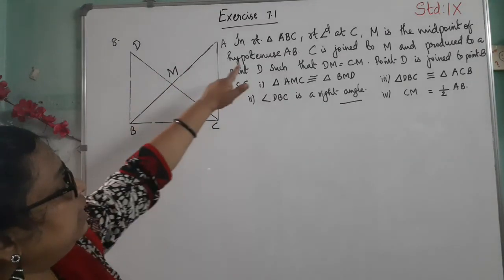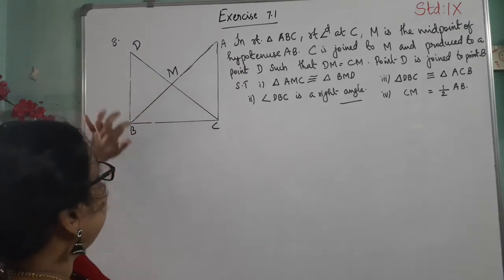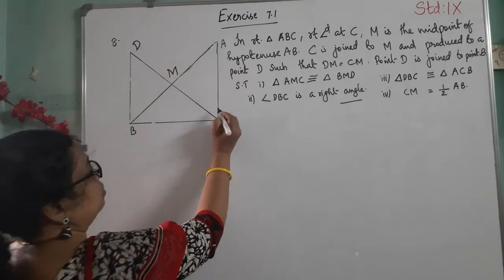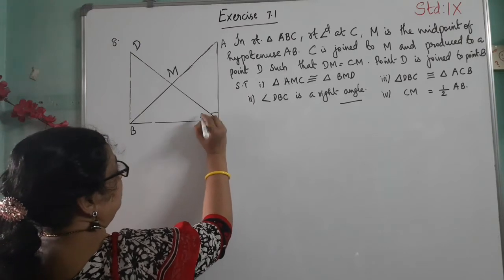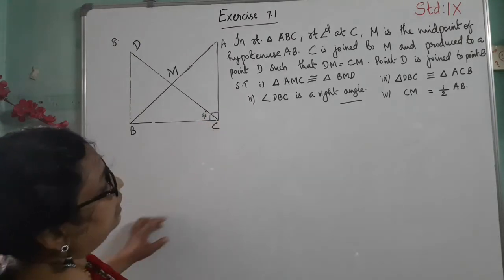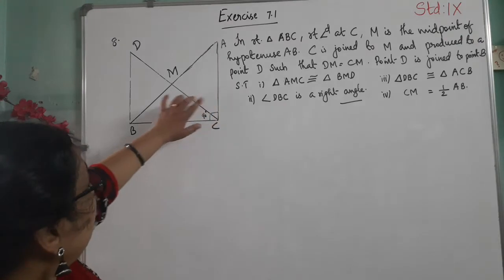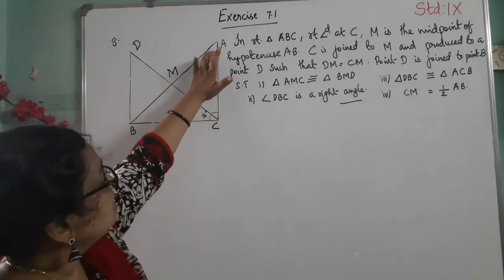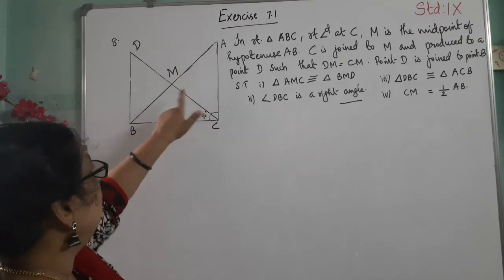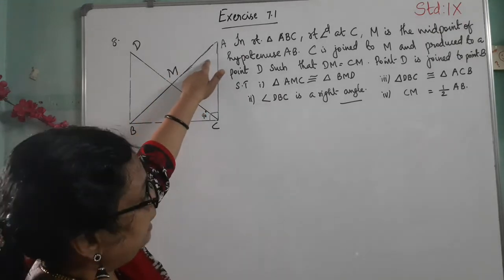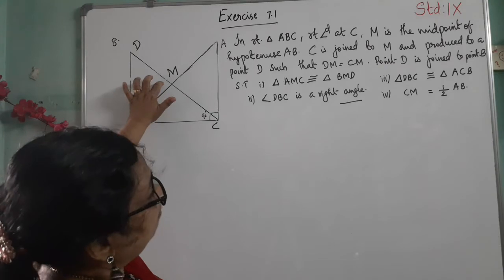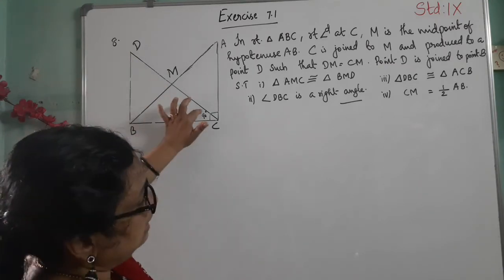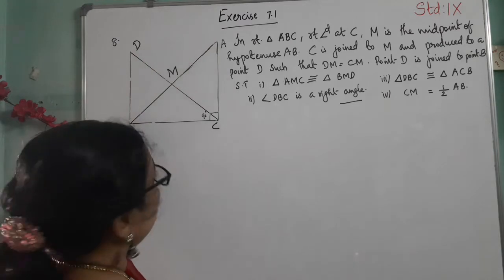The figure is given: a right angled triangle ABC, that is this triangle. The right angle is at C, so this angle is 90 degrees. M is the midpoint of hypotenuse AB. This is the right angle, so AB is the hypotenuse and M is the midpoint, that is BM equals AM. C is joined to M and produced to a point D such that DM equals CM. D is joined to B.